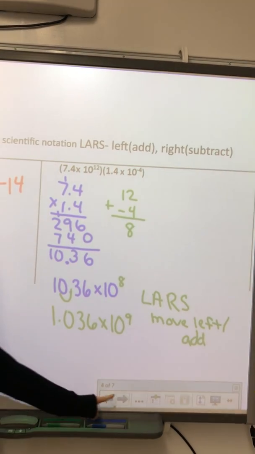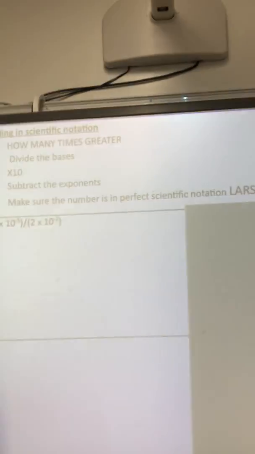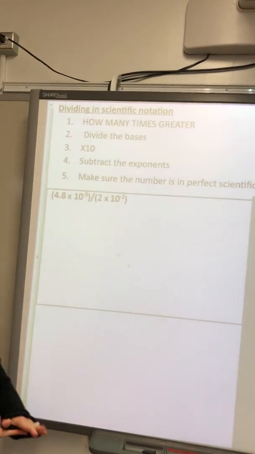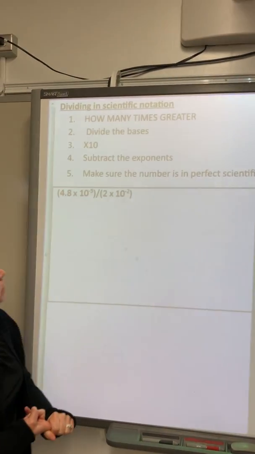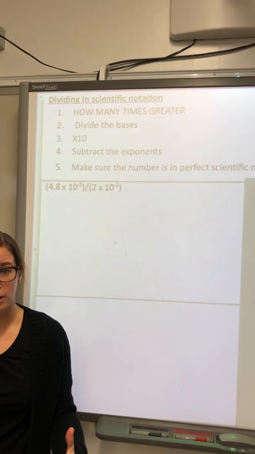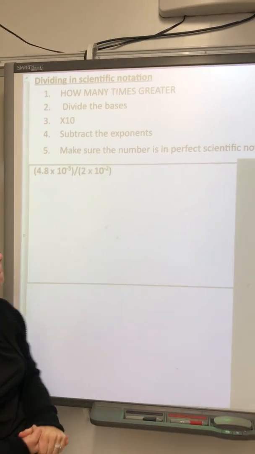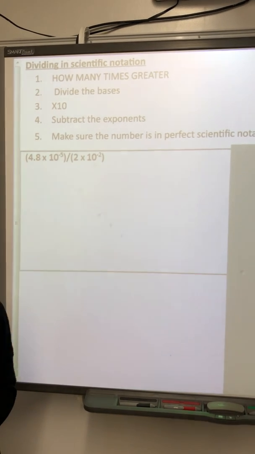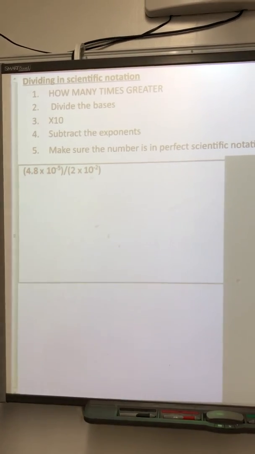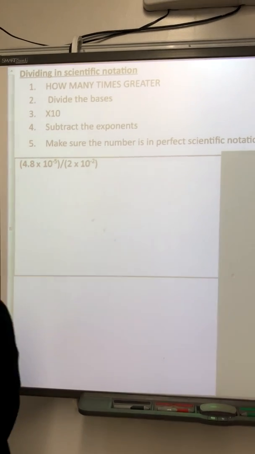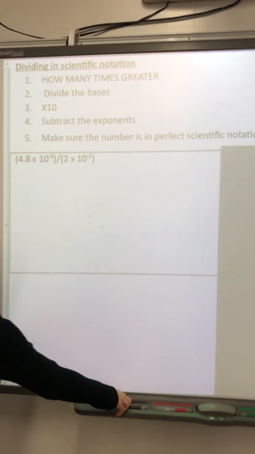Now let's look at division. All right, here's the rule for division. Number 1, if it's a word problem, the biggest thing on division is that the word problems are going to say how many times greater. So I put that as the first thing in your notes just to remind you. The rule when you're dividing in scientific notation, a shortcut: you divide the bases, it's always times 10, and here you subtract the exponents. So let me show you how the first one's going to work.